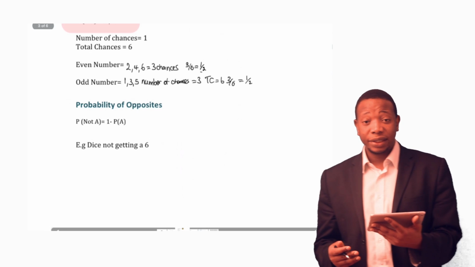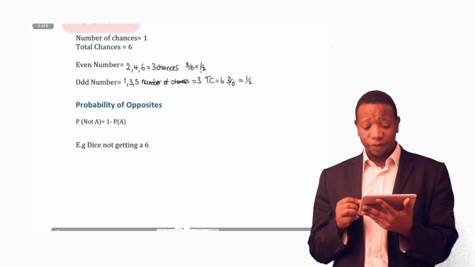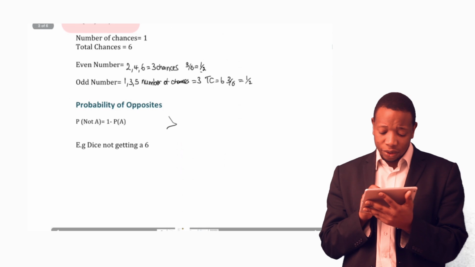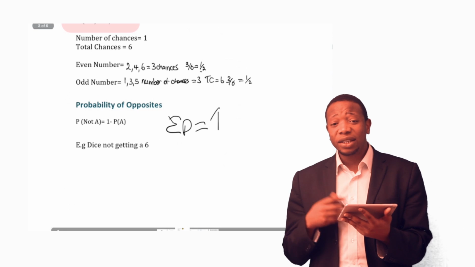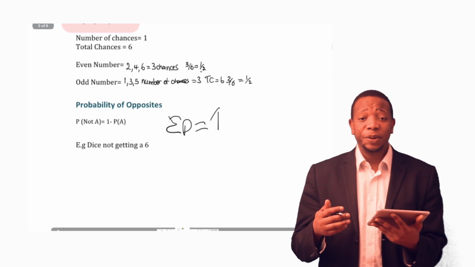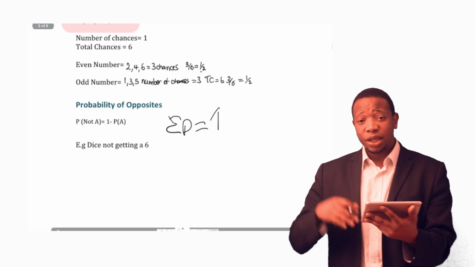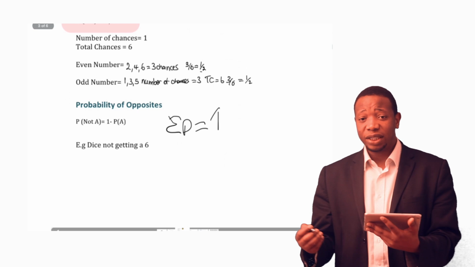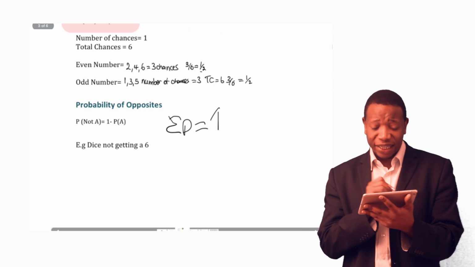Now we could also look at the probability of opposites. Remember we said the summation of probabilities is equal to 1. So we can do it the long way or the quick way. Let's start with the long way, and then we'll look at the quick way, which is the formula, where we look at the probability of something not happening and then subtract it from 1, because we know that the total is 1. So let's say here we wanted the probability of not getting a 6.